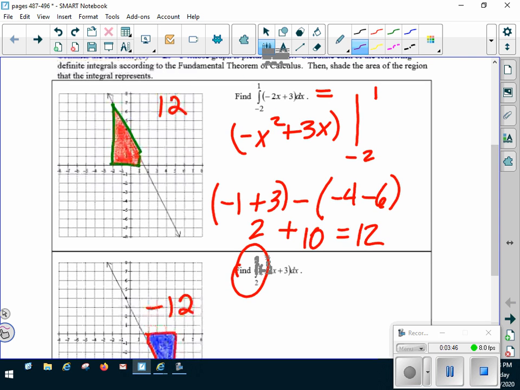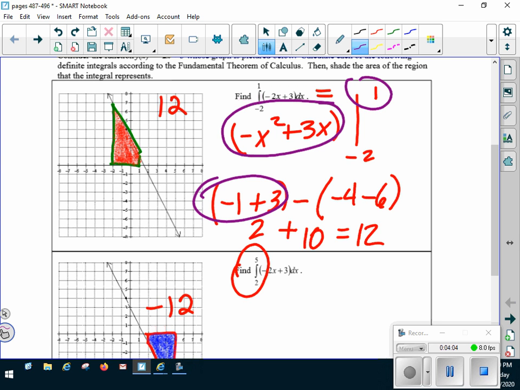Let me do the other one. What's the first thing you saw me do? The integral or the antiderivative. That's right. So what did I do? I took the antiderivative. Now notice I didn't put the plus c on it. I'll explain that to you in a minute. I evaluated that antiderivative at x equal 1, the upper limit of integration. I evaluated that antiderivative at x equal negative 2, the lower limit of integration, and I subtracted. That, ladies and gentlemen, is the fundamental theorem of calculus.